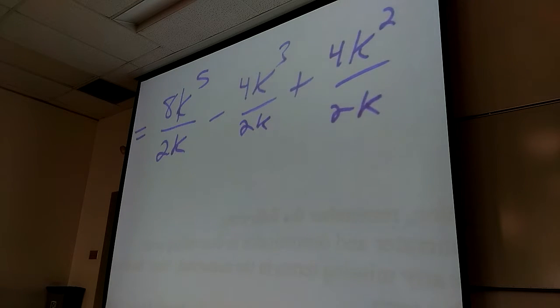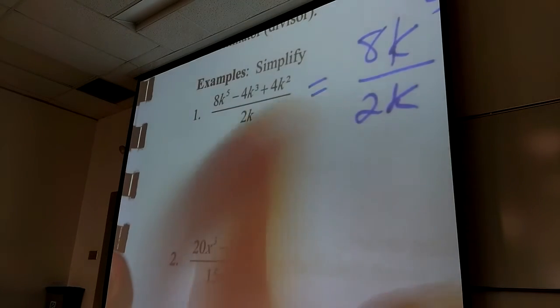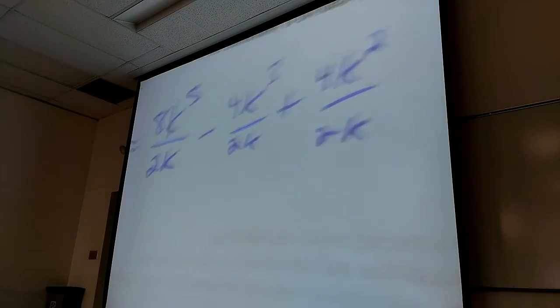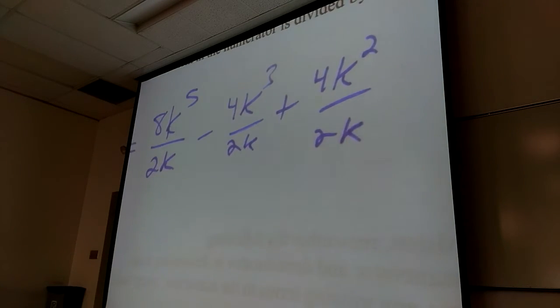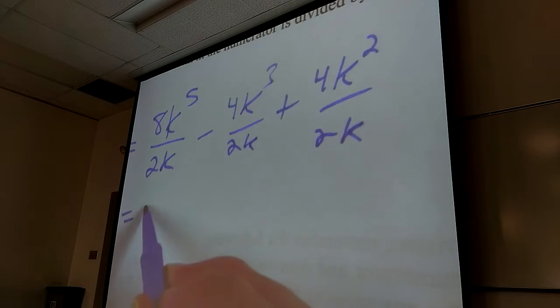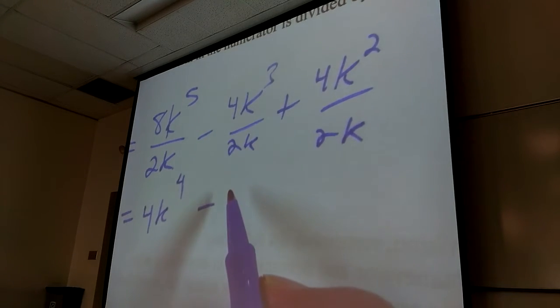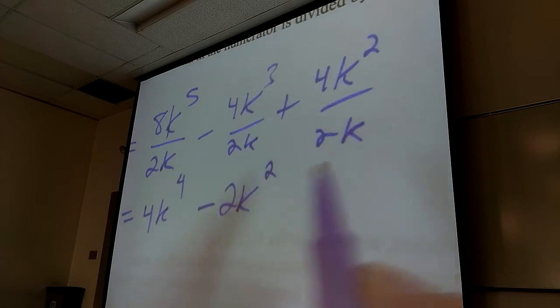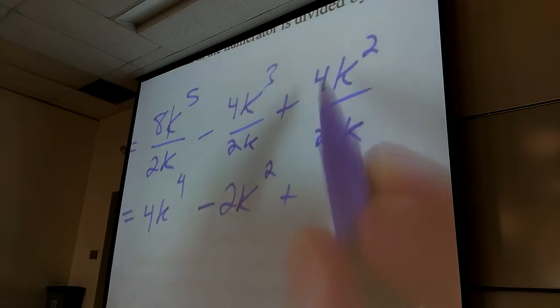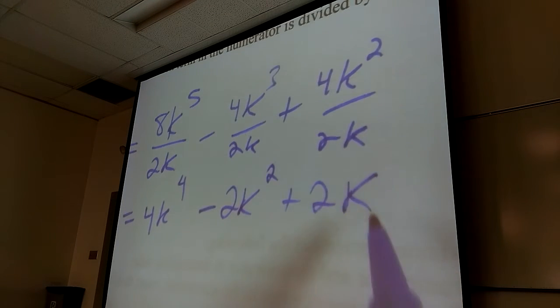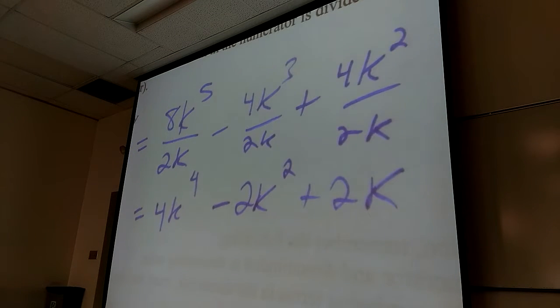So guys, this is your first step, right? It says divide all of this by 2k. So I'm going to divide each of those terms by 2k. You get 4k to the 4th, 2k squared, plus 2, plus 2k. Notice something.